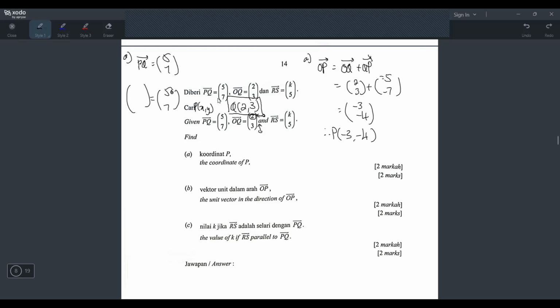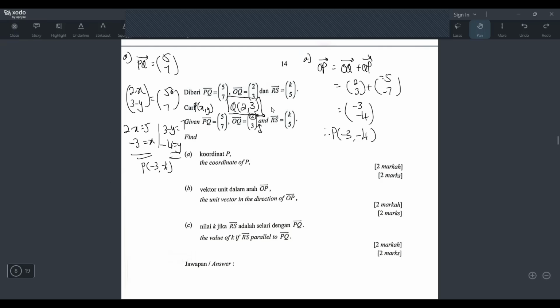That's what it means. You will take Q minus P, so you take X minus X, which is 2 minus X, and then 3 minus Y, like that. And then you will take 2 minus X equals 5, and then 3 minus Y equals 7. This is another method. You will also get negative 3, and this one you will also get negative 4, right? Which is exactly the same answer as this, right? So these are two different methods. You can either do it like this, or you can also do it like this. Both methods will give you the same answer. So just choose one working.